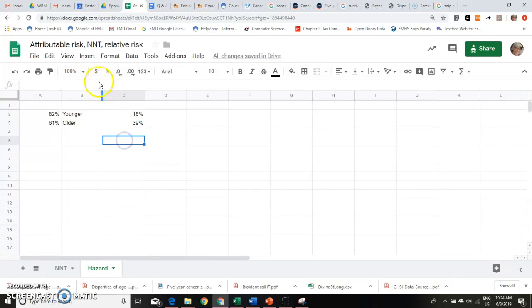And that hazard rate, if we would take another equal sign, take the percent of the older ones who have died.